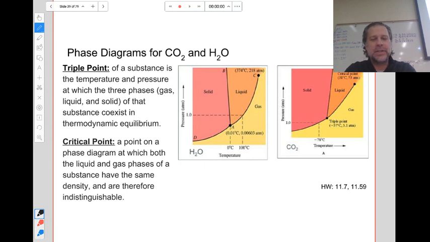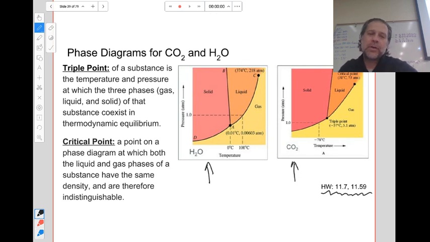Then we have these triple point, these phase diagrams. Oh, this is going to be part of your homework this weekend. We have these phase diagrams. This one is for water, obviously, because it says so, and this one is for carbon dioxide. And we talked about these last year where we identified where the triple point and the critical point were.